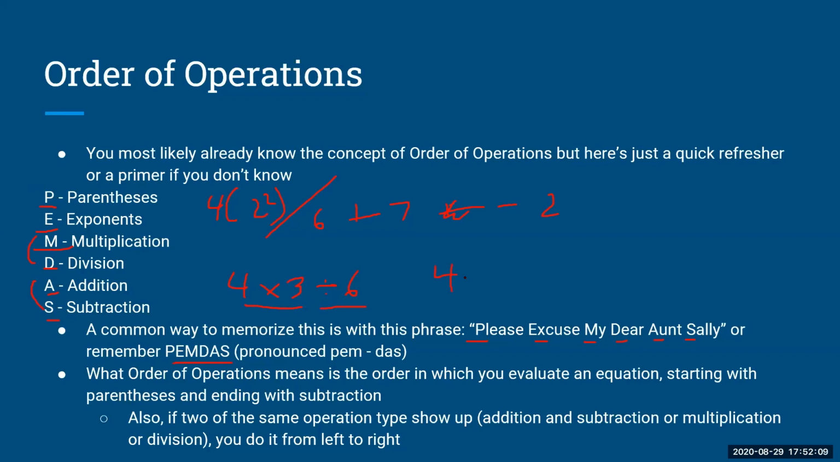But if you had 4 divided by 4 times 3, which if you do multiplication first would give you a totally different answer than if you did left to right. Because if you did left to right, this would be 1 times 3. But if you did multiplication first, then this would be 4 divided by 12, which is totally different than 1 times 3.